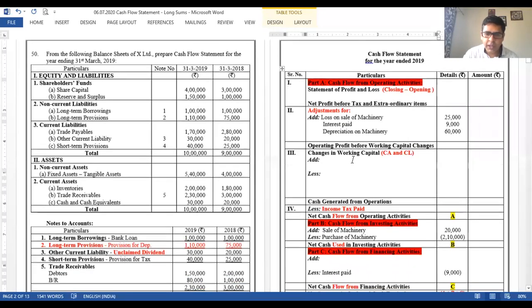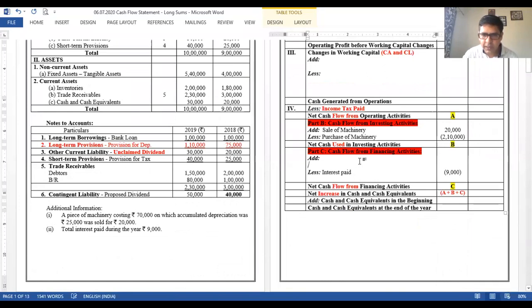So issue of share capital has to be added in financing. Let me come to financing activity right here. Issue of share capital. Right? Issue of share capital. Okay. So the amount is 1 lakh rupees. Issue was 1 lakh.